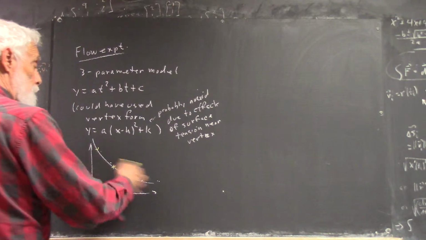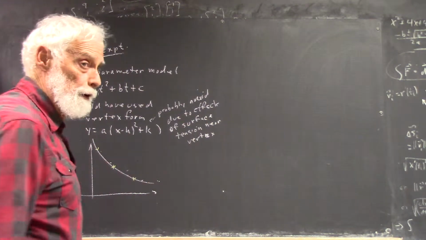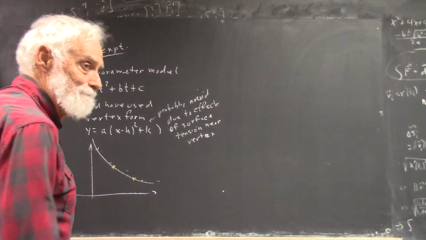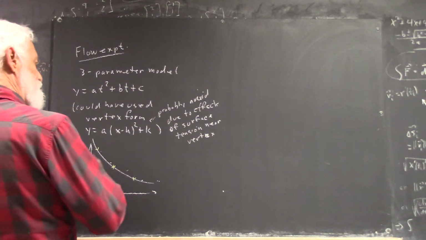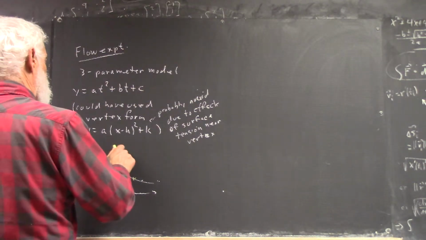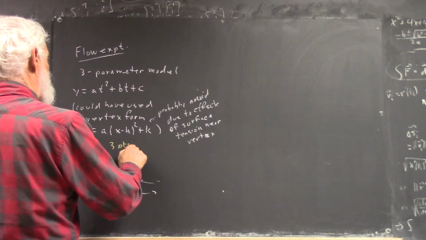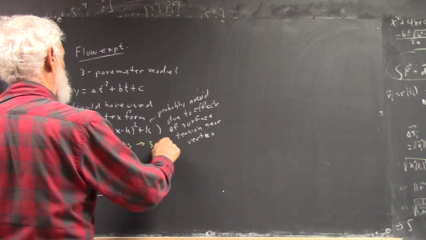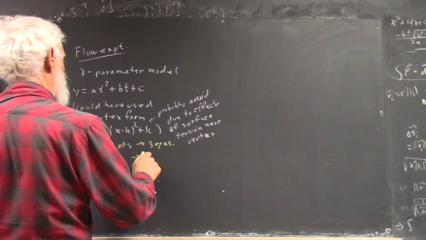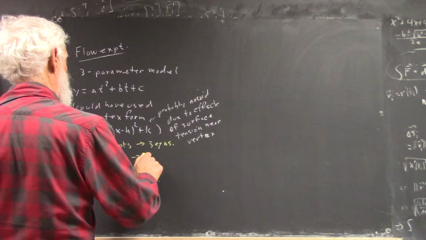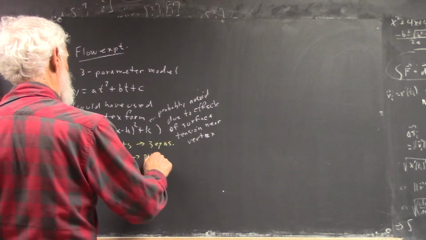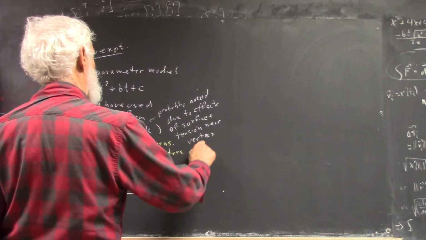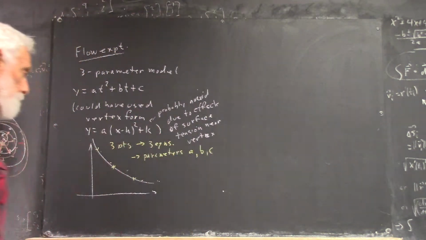And if I do give you a problem like that and you decide to pick a point too close to the vertex, I'm not going to penalize it. Okay, I'm just kind of giving you an indication though of the nature of the modeling process. Okay, so 3 points. Give you 3 equations. Which give you the values of the parameters A, B, and C.